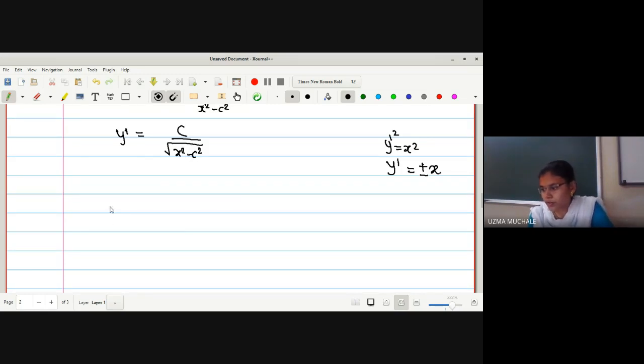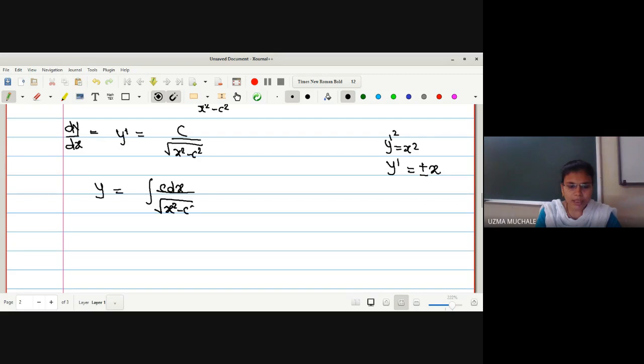Okay. So now what do we have to do? We have to integrate the above equation, because the value of y dash is nothing but dy by dx. So by integrating with respect to x once again, we get y is equal to the integration, with respect to x, of c upon under root of x square minus c square, plus another constant, say b. Now, can anyone tell me what is the value of this integration, as you have studied in your 12th standard? Many formulas you have learned by heart.